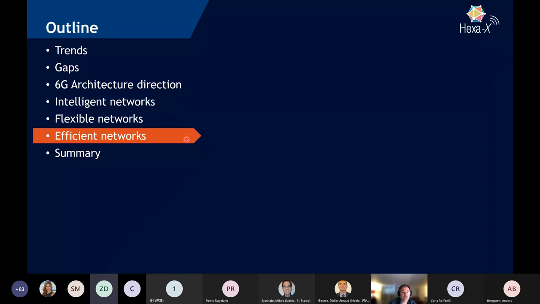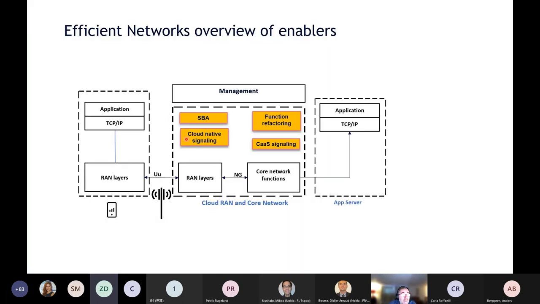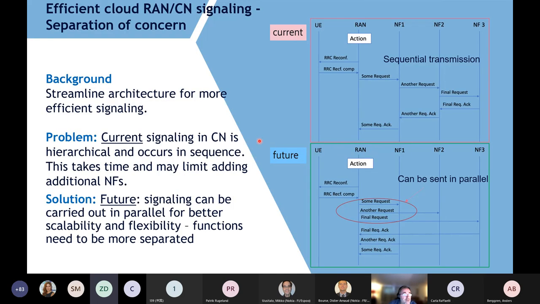Finally, we have the efficient networks. One of the principles was to have service-based interfaces, a service-based architecture, which is then part of this. And we should then have something called cloud-native signaling. This is the improved signaling talked about earlier. Function refactoring, and then we have compute as a service here also. I will just talk about a few of these.